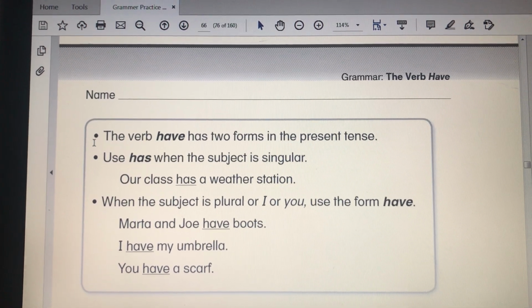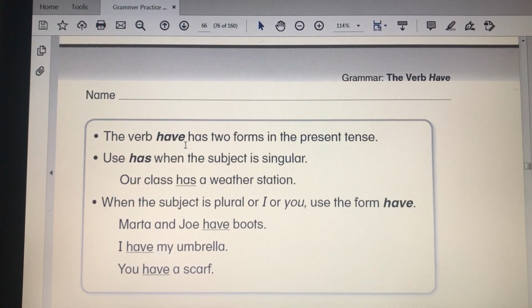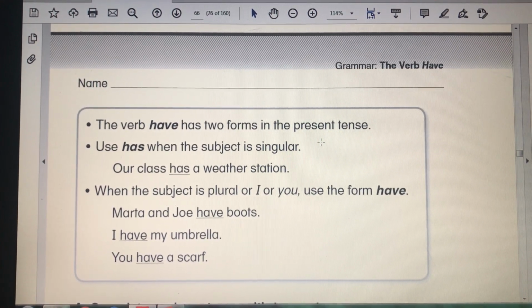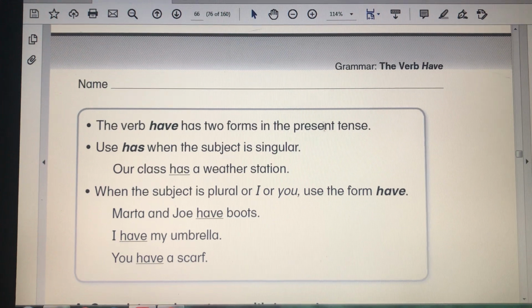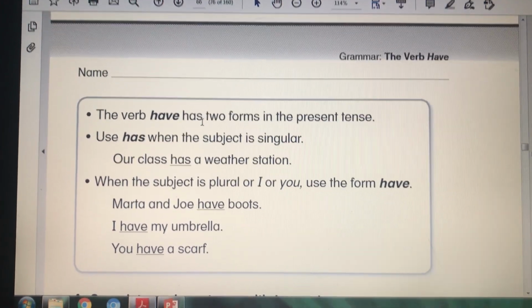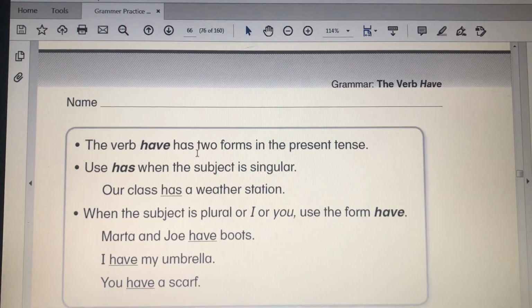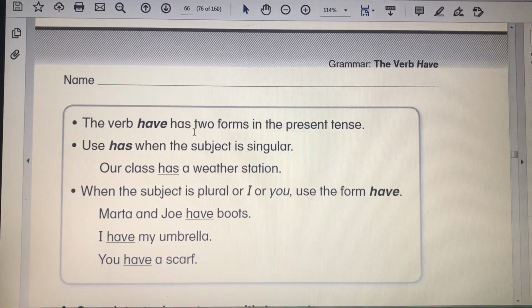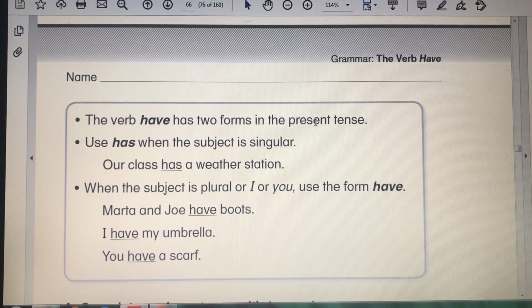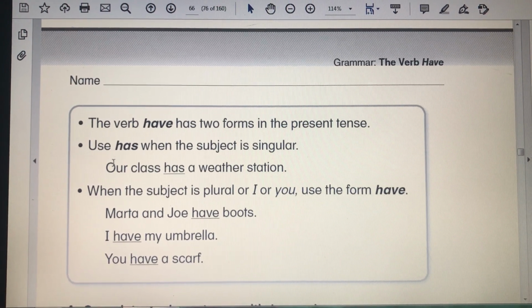Let's see the first bullet. The verb have has two forms in the present tense. So, in the present tense, in other words, the verb have comes in two forms. We can use it in two forms, two ways. Okay? Only in the present tense.